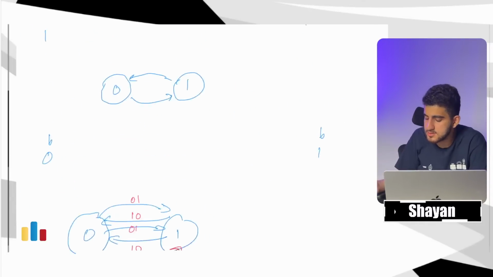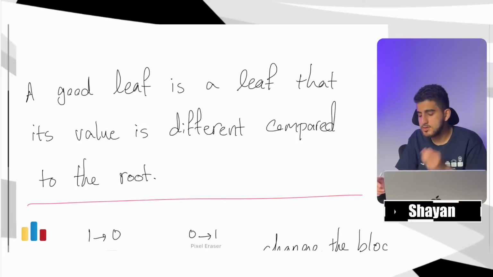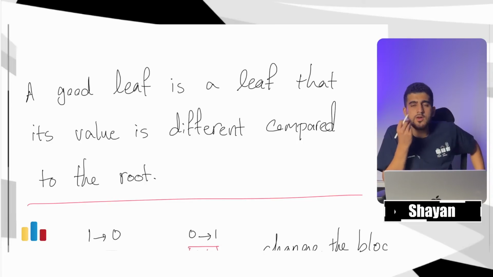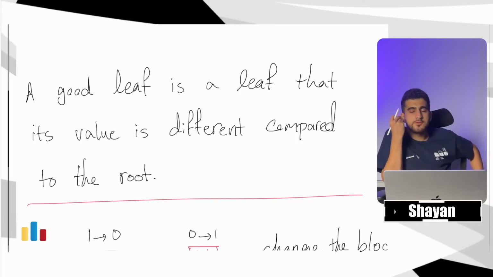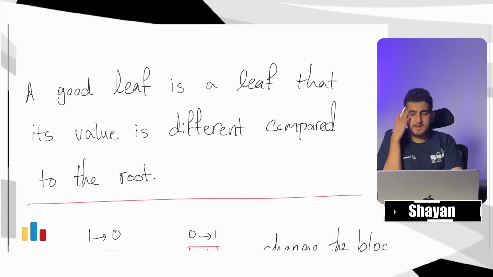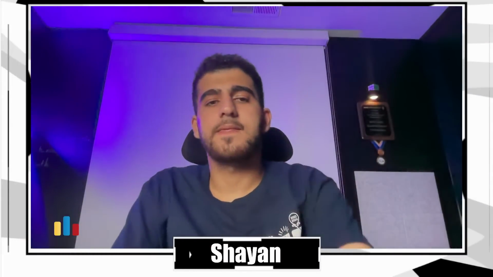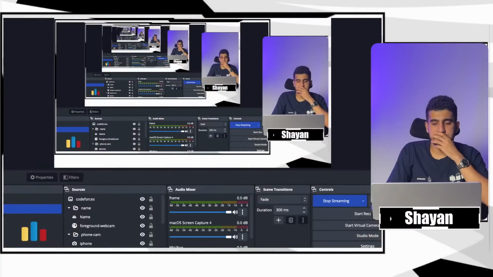And then we come back to this observation that a leaf is good if and only if its value and the value of the root are not the same. That's the main point of it. Is it clear? Does it make sense?